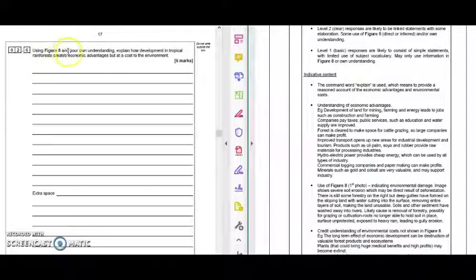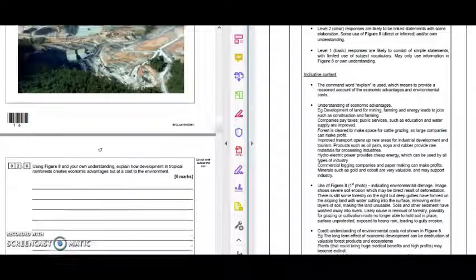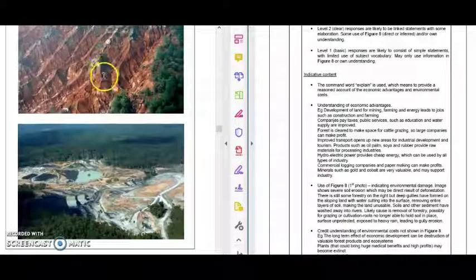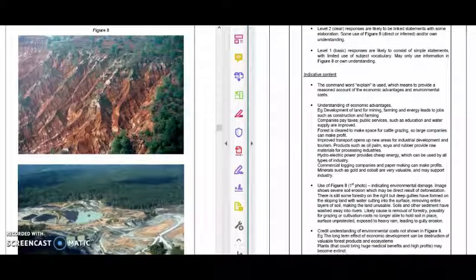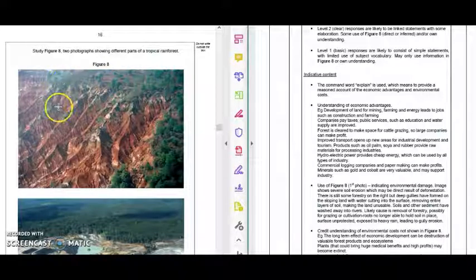2.6, using figure 8 and your own understanding, explain how development in tropical rainforests creates economic advantages, so lots of money, but also a cost to nature or the environment. So just explaining here, we've got to use figure 8, you've got to reference something of them and your own understanding. Now you've got 2 photographs. The first one here, well, what does it show you?